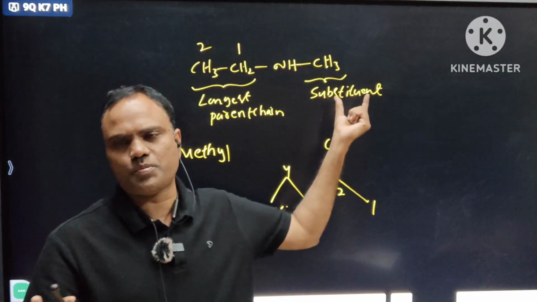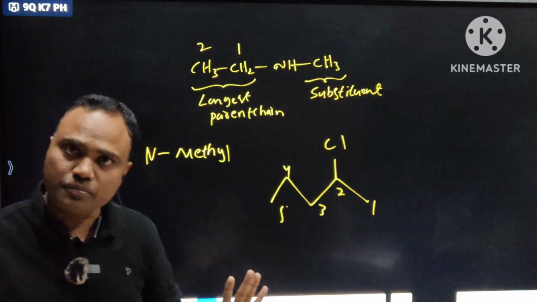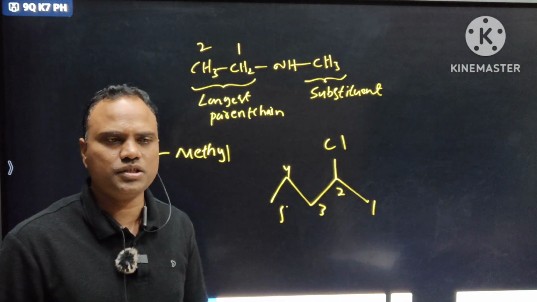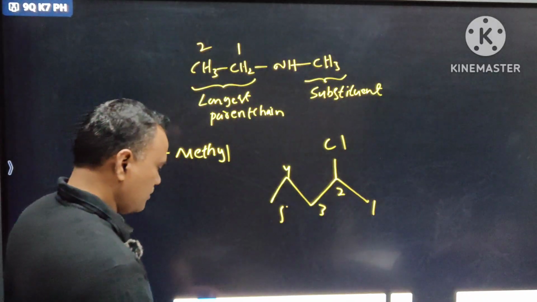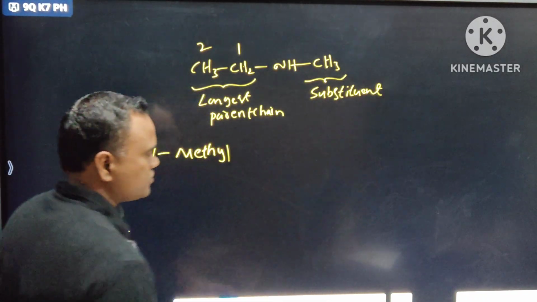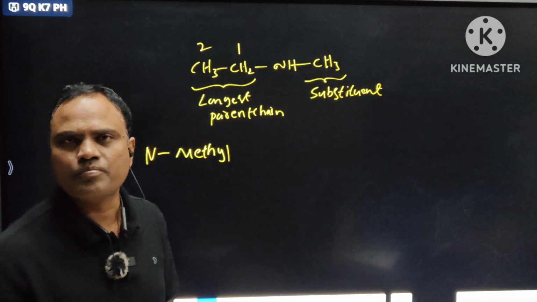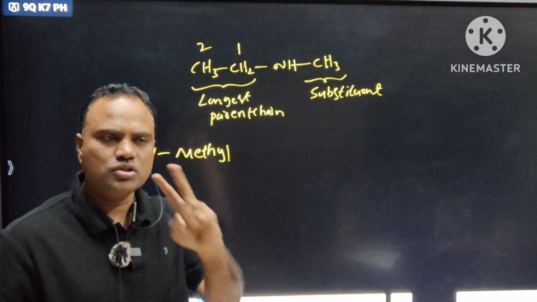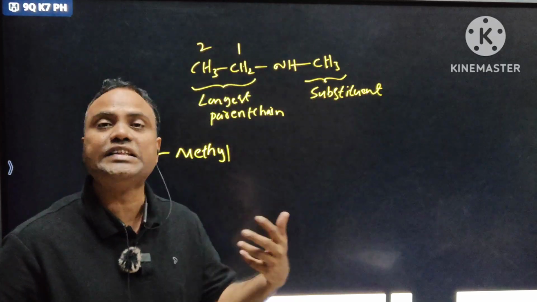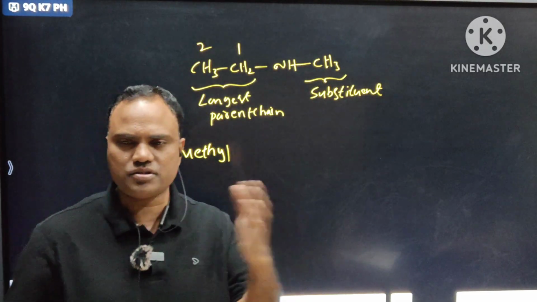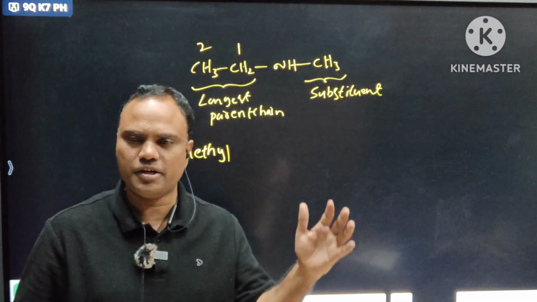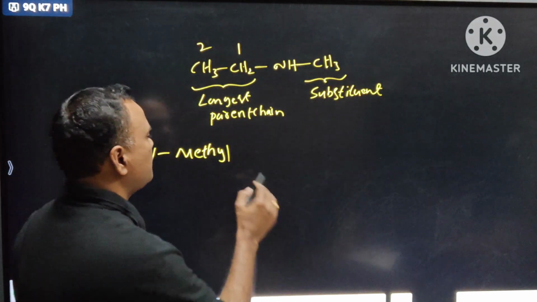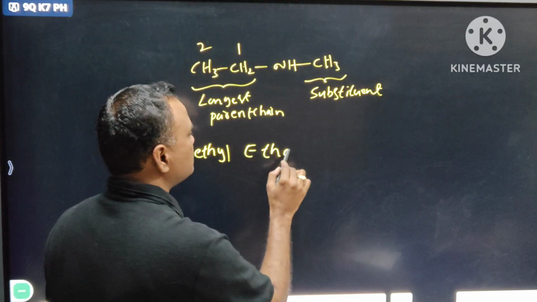We are mentioning the name of the substituent, methyl. That methyl is present on which atom? Nitrogen atom. Clear? So N-methyl. Next, which is the longest chain? This is the longest chain. How many carbons are there in it? 2 carbons. So N-methyl ethanamine. Commonly the amine suffix is alkanamine. Let us see some more examples, then you can understand easily.